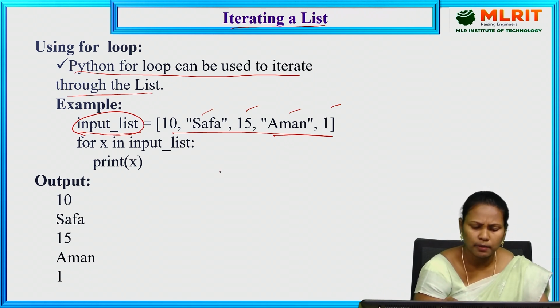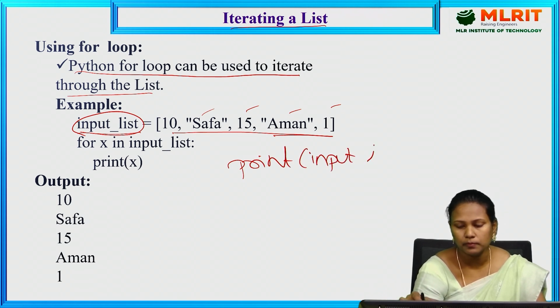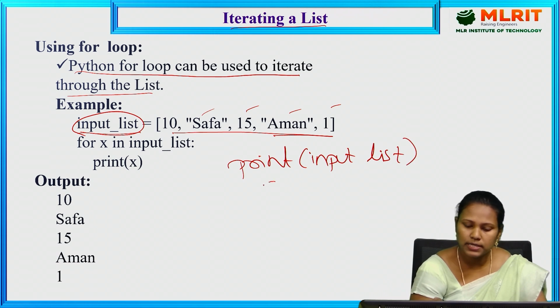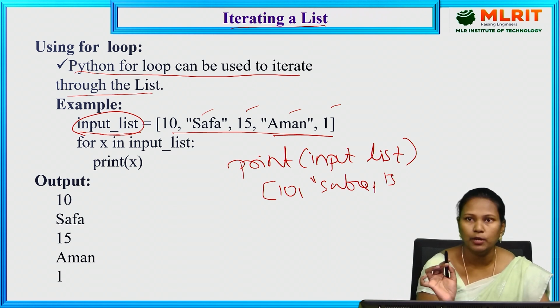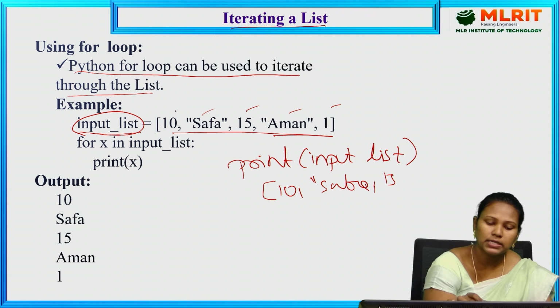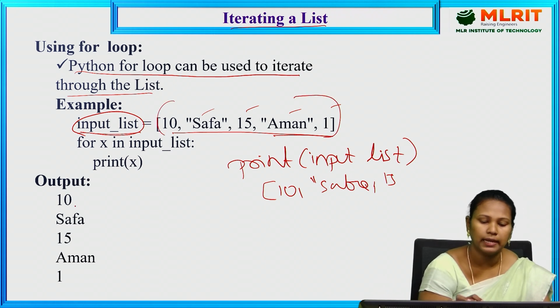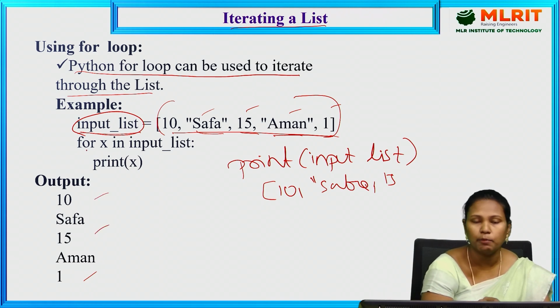Otherwise, if you print input list, it prints the data as 10, Safa and 15. But I want to get each and every value, each and every iteration. That's why we are using the for loop. For x in input list: x contains the 10 value, so it prints 10. After that, x moves on to Safa, 15, Aman, 1. So every value is obtained with the help of the for loop.